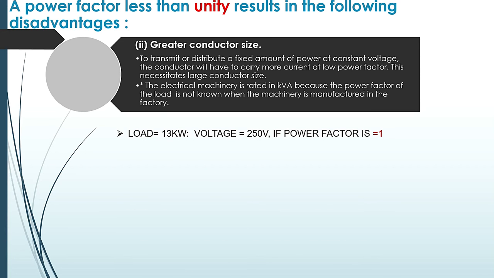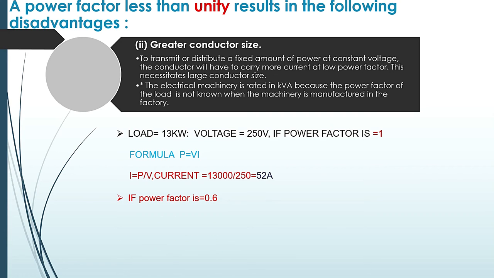Load is 13 kilowatt, voltage is 250 volt, and power factor is 1. The formula is P = VI, so I = P/V. Current is equal to 13,000, that is 13 kilowatt multiplied by 1000, divided by 250, which is equal to 52 amps. It is taking 52 amps for unity.